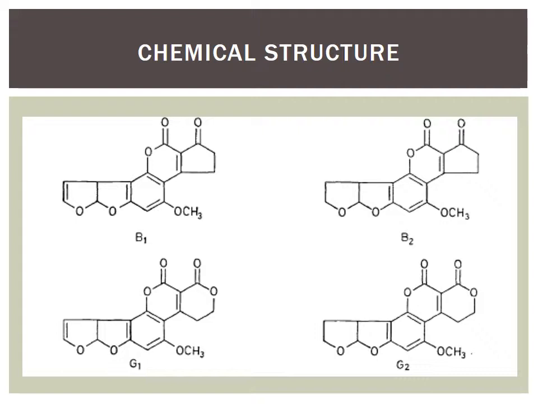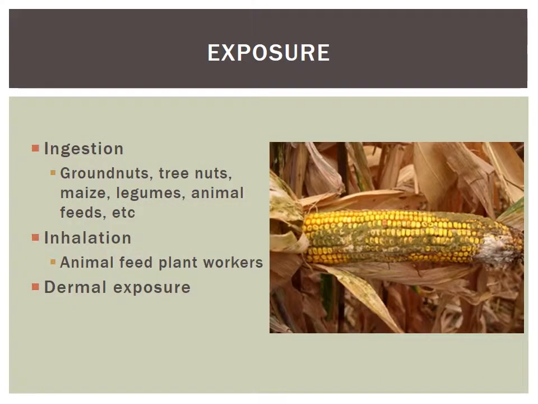These toxins are chemically stable and tend to survive storage and processing, which is a property that definitely increases the opportunities for exposure. The fungi that produce aflatoxins are ubiquitous and opportunities for exposure are widespread. Exposure occurs primarily through the ingestion of contaminated foods. Aflatoxins are common contaminants of maize, groundnuts, legumes, and tree nuts, in addition to other foods and animal feeds. Exposure can also occur through inhalation or dermal exposure.